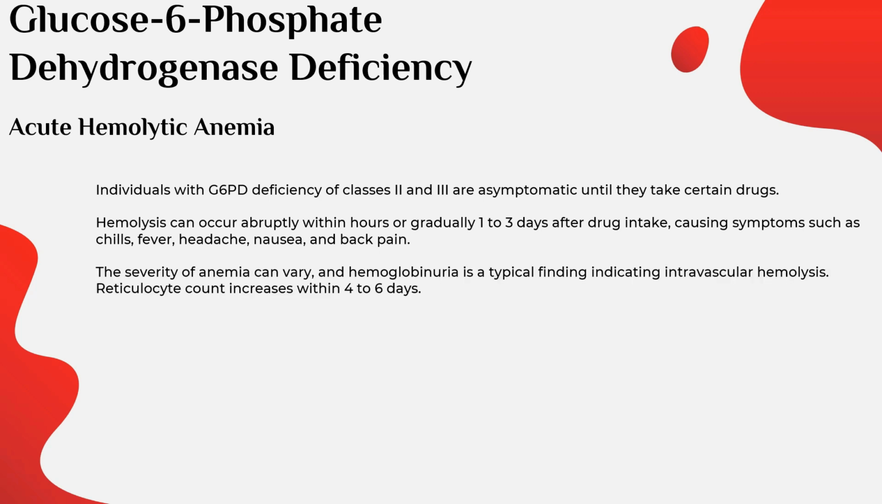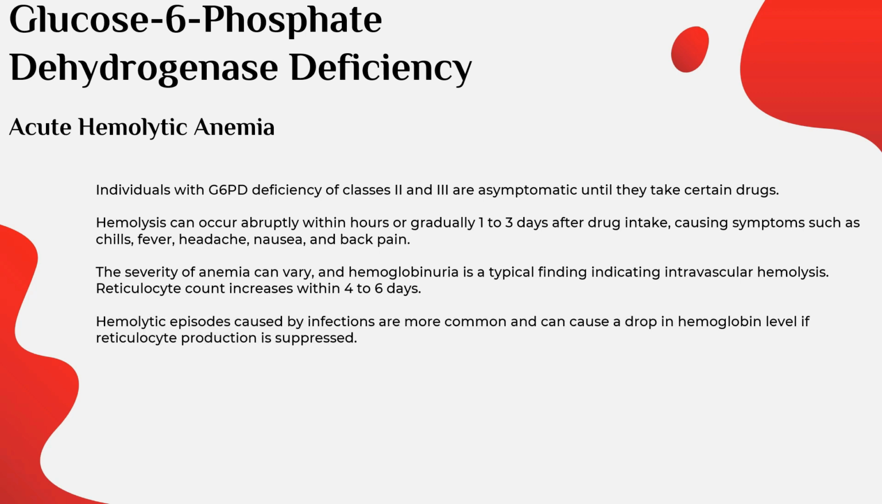The severity of anemia can vary, and hemoglobinuria is a typical finding indicating intravascular hemolysis. Reticulocyte count increases within 4 to 6 days. Hemolytic episodes caused by infections are more common and can cause a drop in hemoglobin level if reticulocyte production is suppressed.